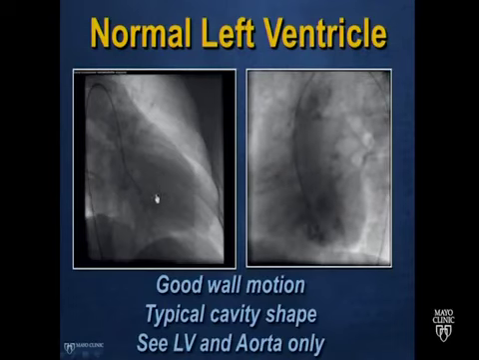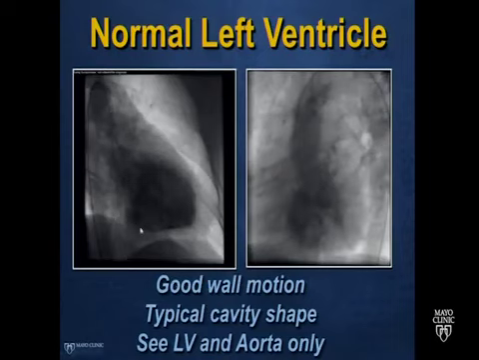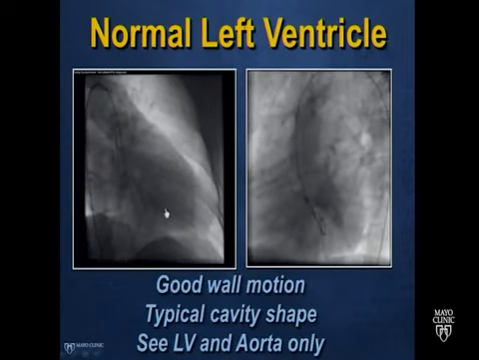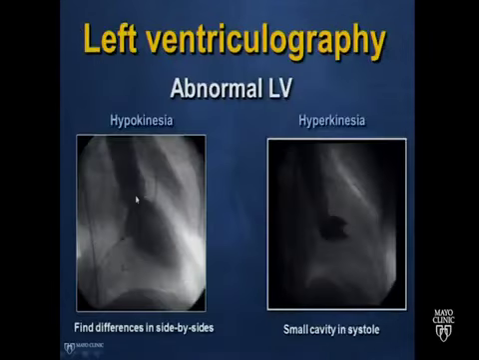Remember that with a normal LV, you should have good wall motion. You should look for a very typical cavity shape, and you should see dye only in the LV and only in the aorta. If you're injecting in the aorta, you should only see dye in the aorta. You might be shown some evidence of hypokinesis and hyperkinesis. These will be shown with images side by side. In hyperkinesis, you'll see small cavities in systole.